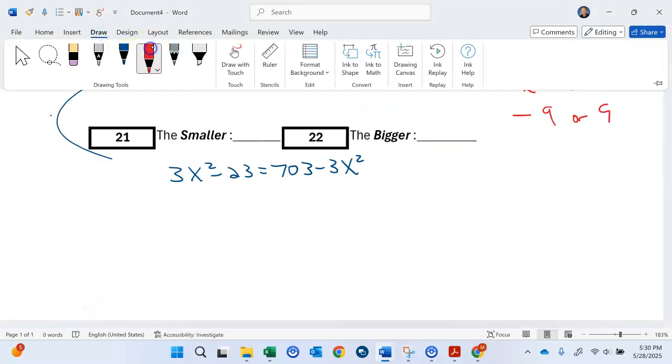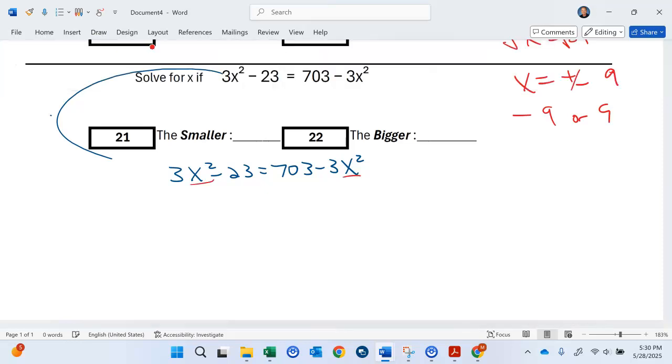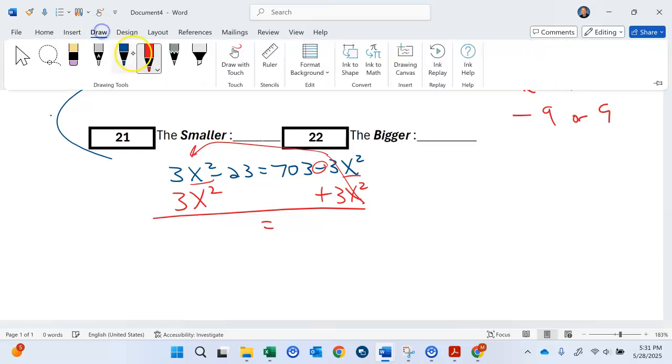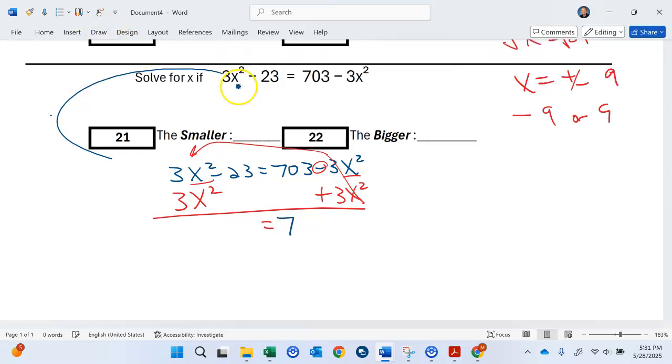Okay, so first let's combine the x squared terms. We have 3x squared over here and over there. So let's put them on one side. This is smaller, it's negative, so I'm going to move this one over on that side. But it's negative, so we got to go plus 3x squared to both sides, right? And what happens over here, it cancels, and then we just get 703 on this side. But on this side, now we get 6x squared minus 23.